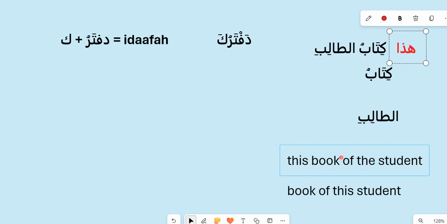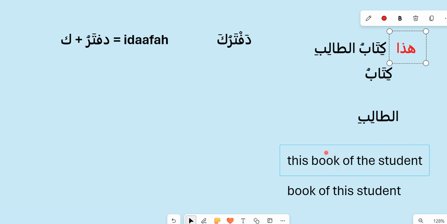In English, when you see the noun after the "of", that is our mudaf ilayh. Before "of" is our mudaf. If you flip the sentence of Arabic when you're doing it in English translation, whatever noun comes before "of" is mudaf, and after "of" is mudaf ilayh.